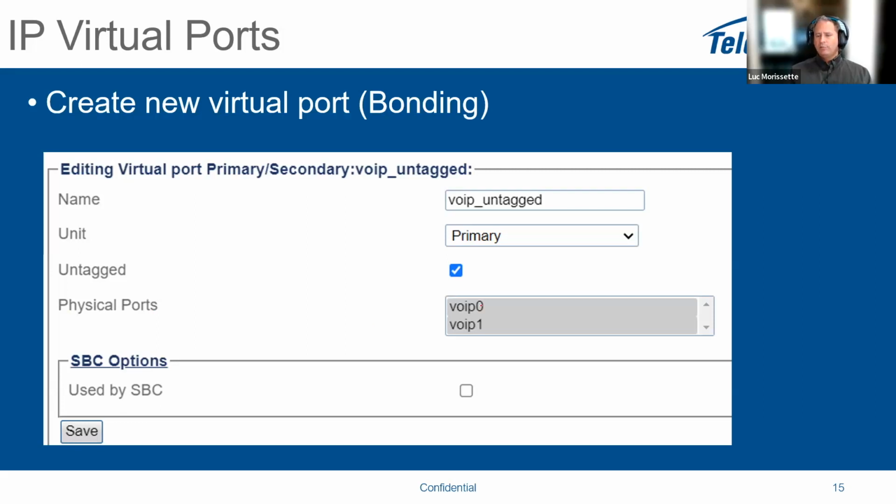And then you have your physical ports here. If you choose only one of them, it's going to be a single interface, but you can also use both ports here, and then you will have bonding between the two ports. So you see the virtual port configuration is simple. You just have to click Save at the bottom.